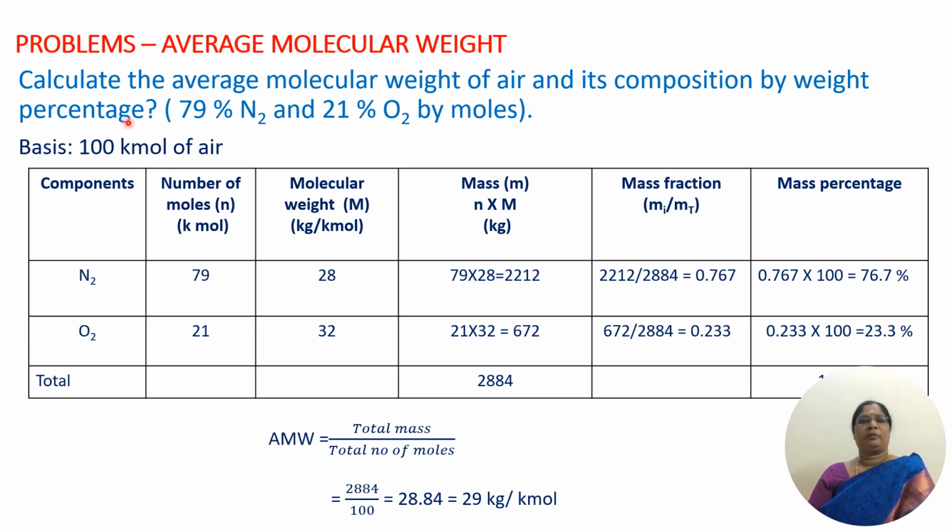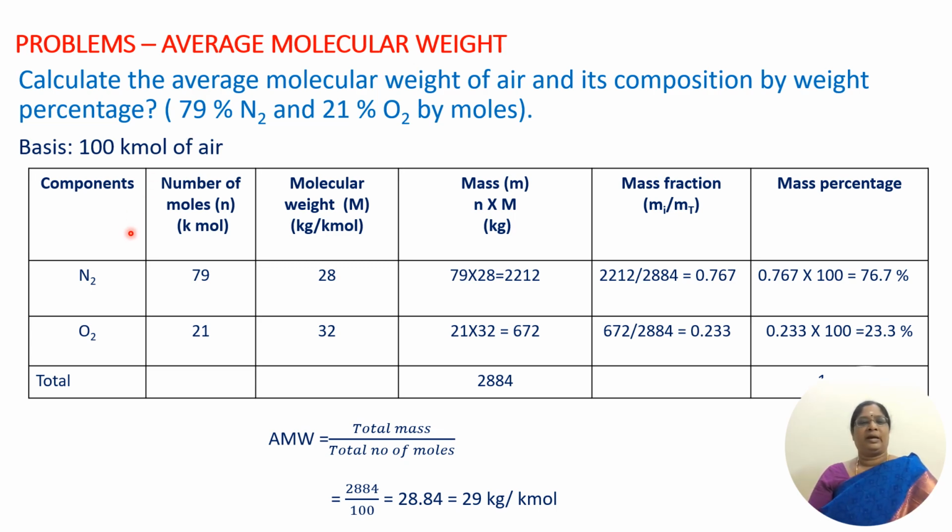The statement of the problem is: calculate the average molecular weight of air and its composition by weight percentage. Given is 79% of nitrogen and 21% of oxygen by moles. So the problem statement is given in mole percentage. From this we have to calculate the mass percentage and the average molecular weight.